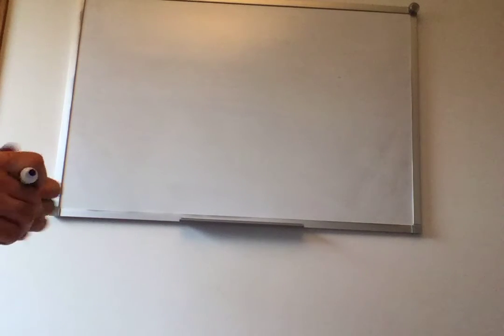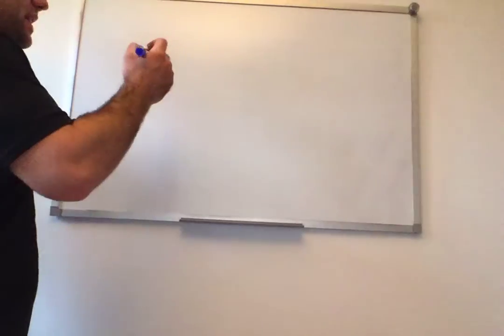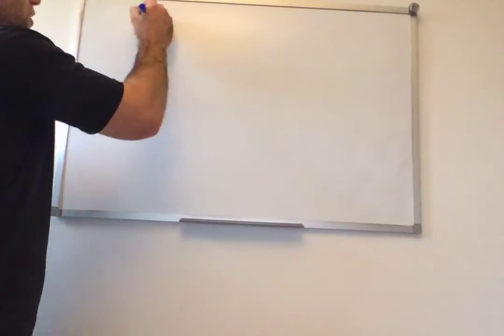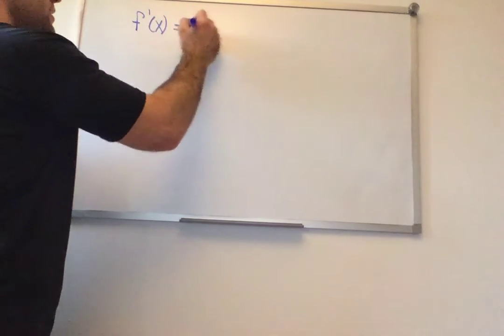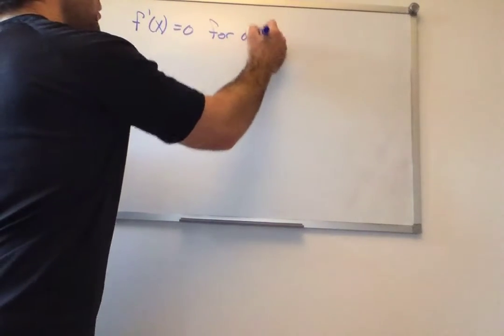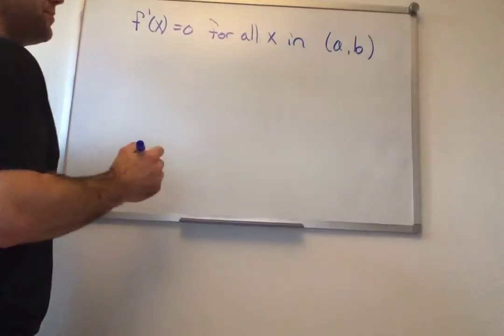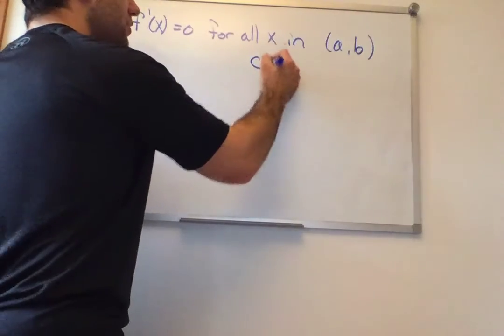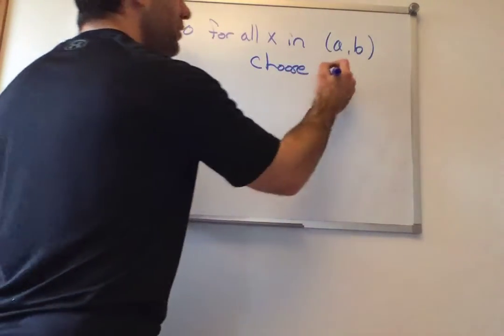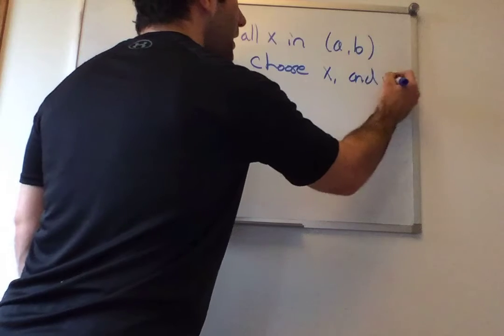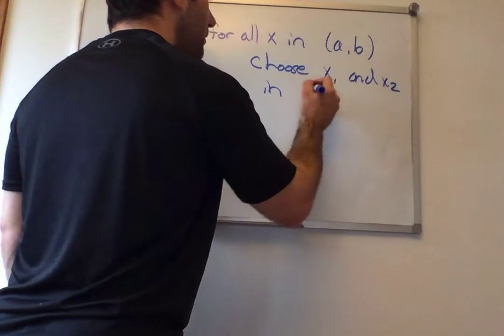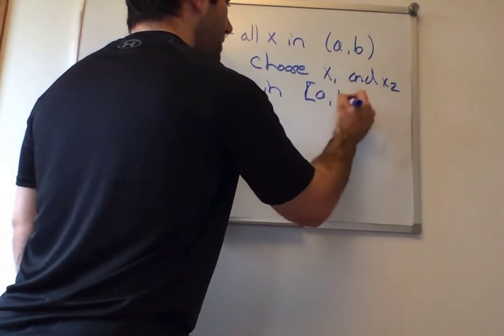So the result of the mean value theorem, if you're looking, it says if f prime of x is equal to 0 for all x in the interval a to b, then f is constant on a to b. Okay, so we know f prime of x is equal to 0 for all x in a to b. We know that. So I'm going to prove this to you: we're going to choose x1 and x2 in a to b.